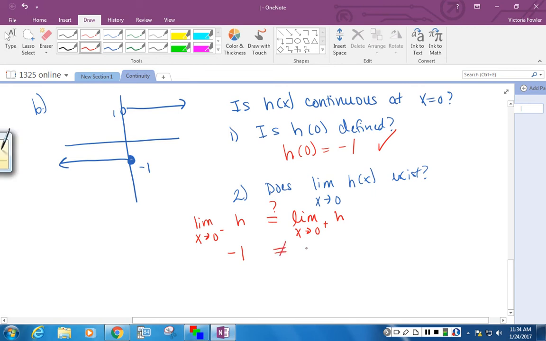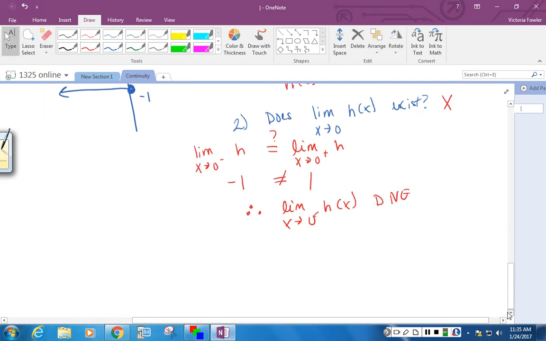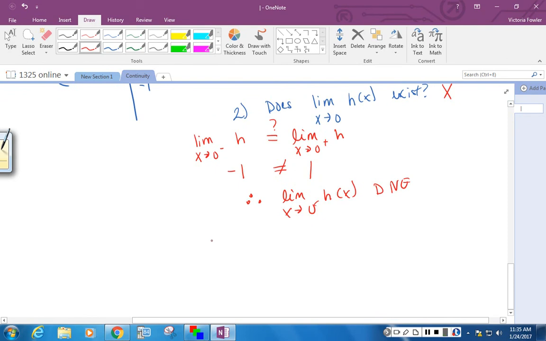So these indeed are not equal. Therefore, the limit as x approaches 0 of our function h of x does not exist. So we have failed the second condition, and I can now say that h of x is not continuous at x equals 0.